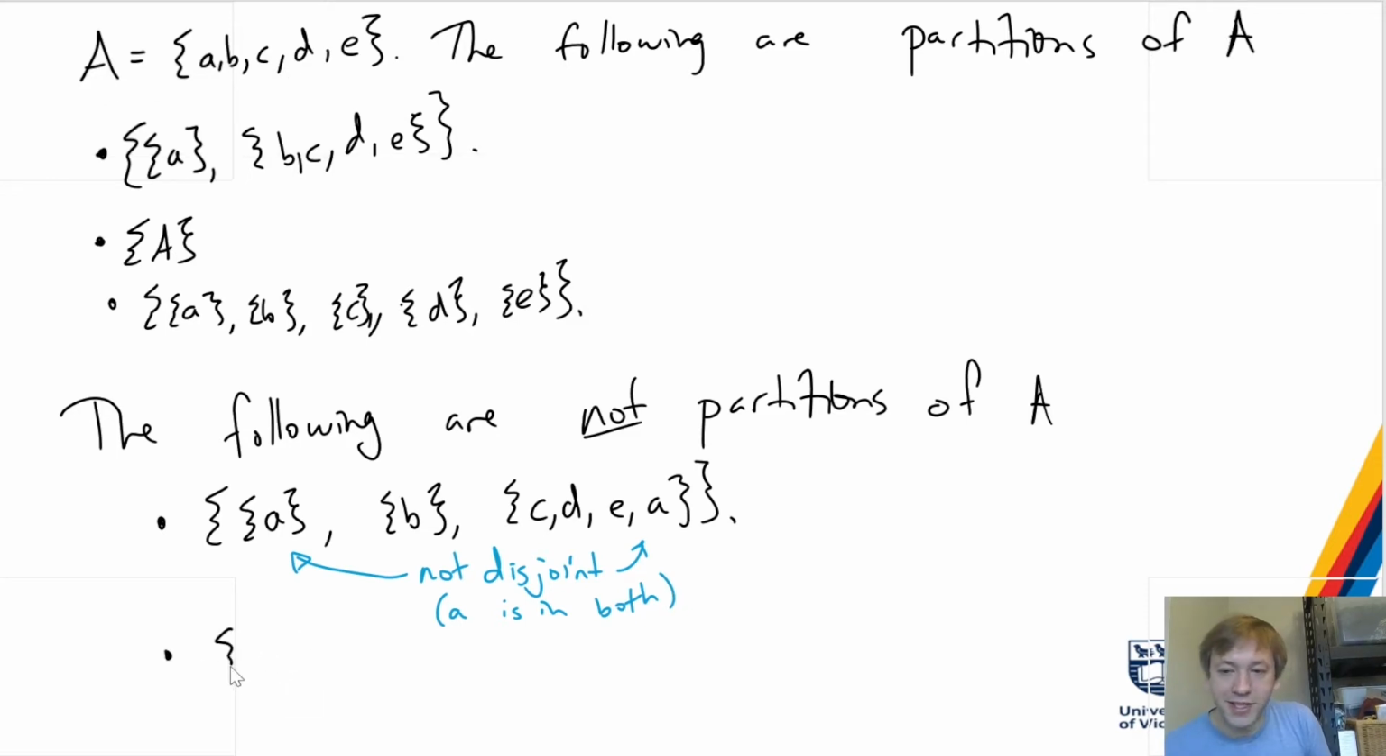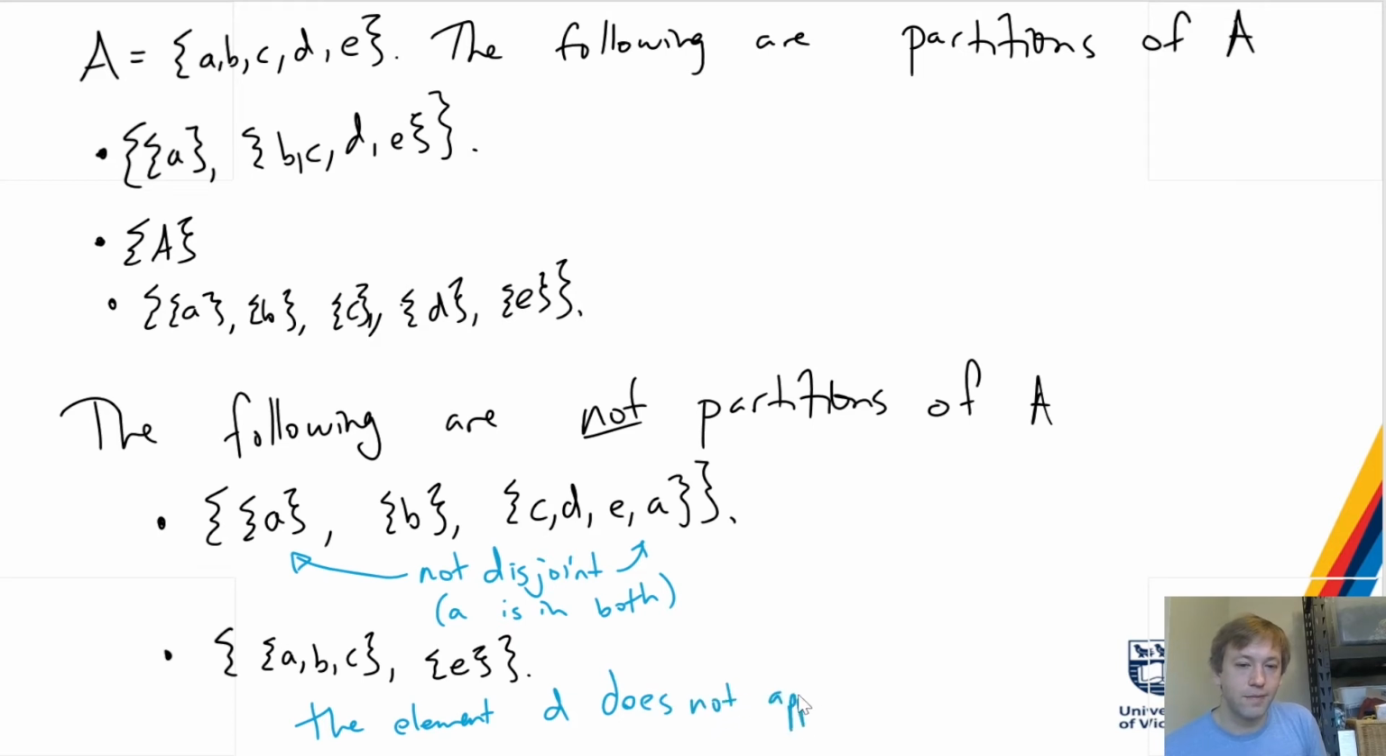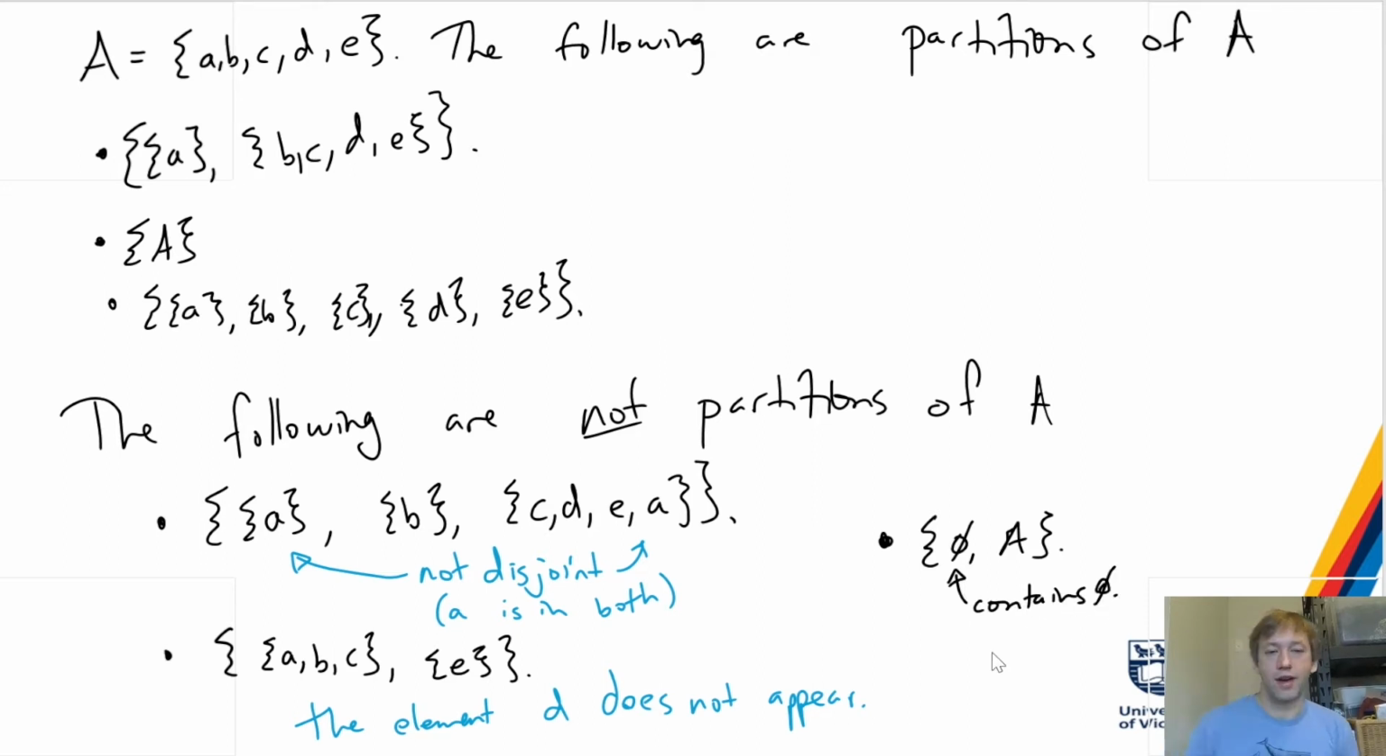Another non-partition is if I take, let's say, {A, B, C} and just the set {E}. The reason this is not a partition is because the element D does not appear. A third example is if I take the collection containing the empty set and {A}, and the reason this is not a partition is because it contains the empty set. So a partition cannot contain the empty set.